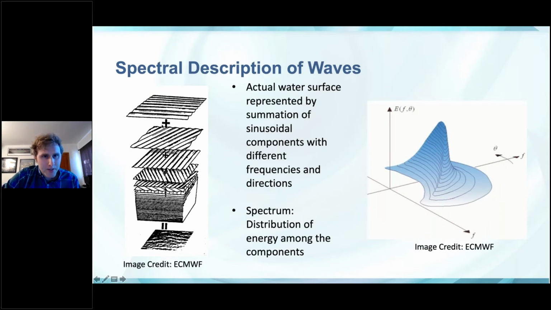So basically, in the spectral description of waves in the ocean, you're assuming that the actual sea surface state is a summation of sinusoidal components of different directions and frequencies. And what you're modeling is the distribution of energy amongst these different components. What you end up getting is a plot that looks like this on the right, where this is the distribution of energy in frequency and direction space. And these plots can tell you a lot about the local sea state properties at a given point.